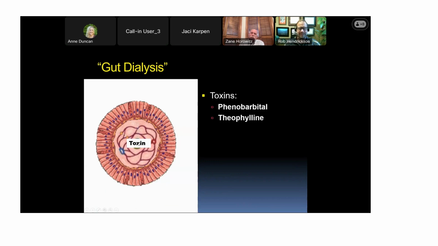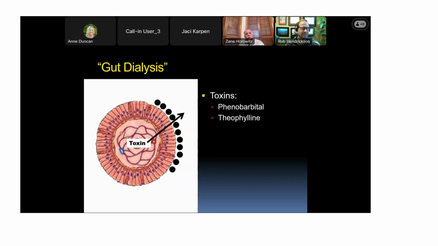And there is some evidence that a lot of things that are in the blood will travel across into the lumen of the GI tract and then come right back in and keep getting secreted and absorbed based on the concentration gradient. So in particular with phenobarb and theophylline, we know that giving charcoal, filling up the small bowel with charcoal, will draw some of that toxin, some of the phenobarb or theophylline, out.